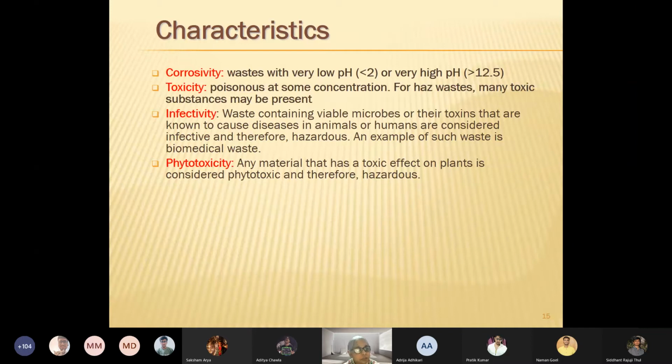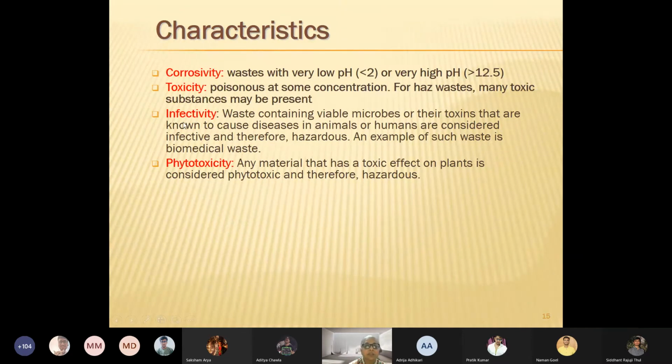Corrosivity is waste with very low pH or very high pH. So anything that is highly acidic or highly basic, that would be corrosive, and therefore it's hazardous material. Anything that is poisonous at any concentration is also considered hazardous. So if it is toxic, if it is poisonous to any organism at any concentration that you're likely to see in your environment, that will be hazardous.